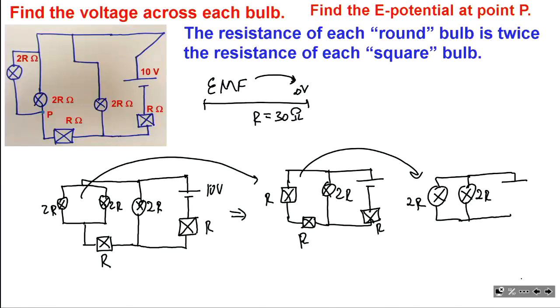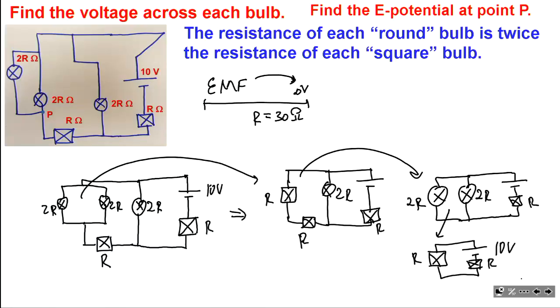Okay, now I can see what I can do next. What can I do next? These 2 are in parallel, I can combine them together. 2R over 2 is R. I can make an extra step, but I don't need it because now I can start talking about the individual voltages.